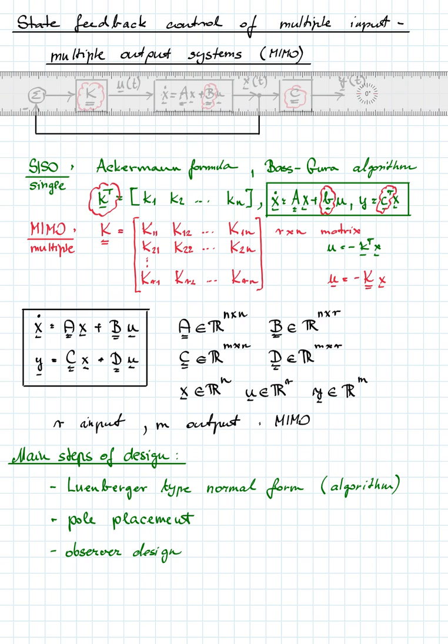This is a short introduction to the state feedback control of multiple input and multiple output systems. In these lectures, multiple input and multiple output systems are called MIMO systems.